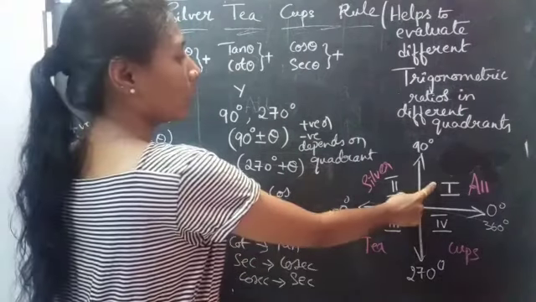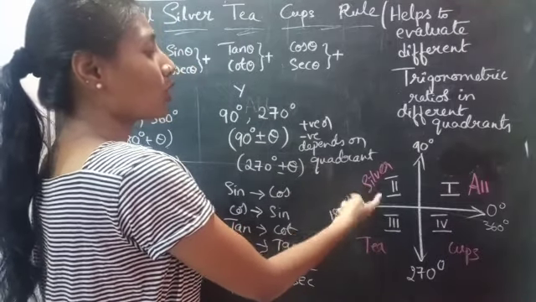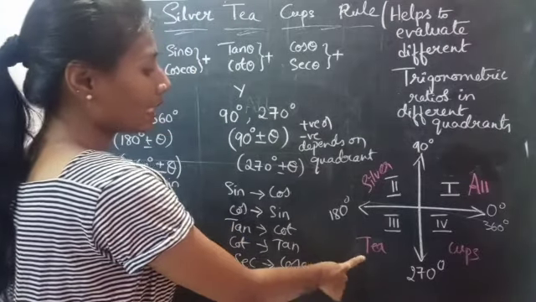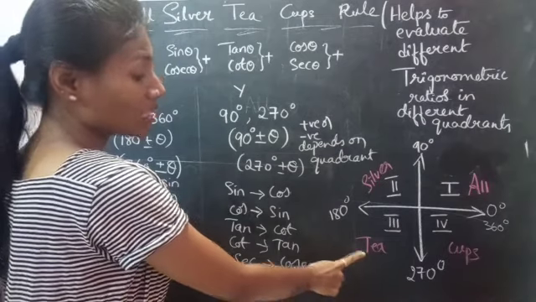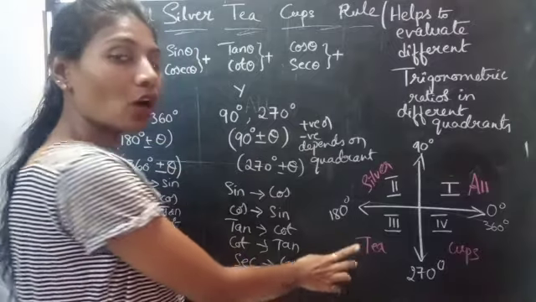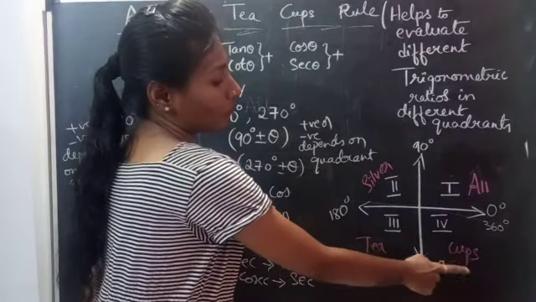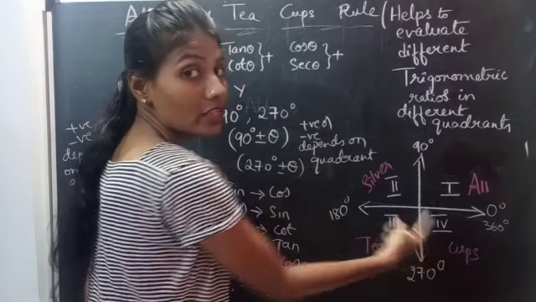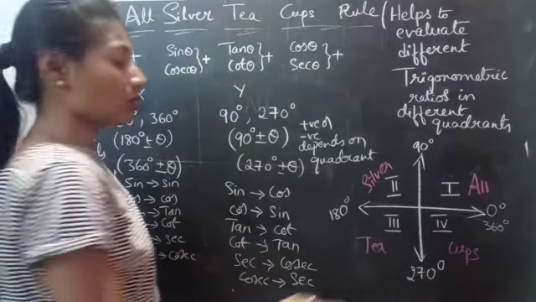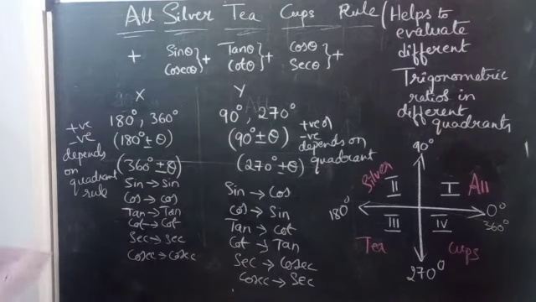In the first quadrant, all are positive. In the second quadrant, S for sine, and the reciprocal of sine is positive, and the remaining are negative. For the third quadrant, T stands for tan, and the reciprocal of tan is cot. Tan and cot are positive and the remaining are negative. And Cups, the fourth quadrant, C stands for cos, and the reciprocal of cos is secant. So secant and cos are positive and the remaining are negative.